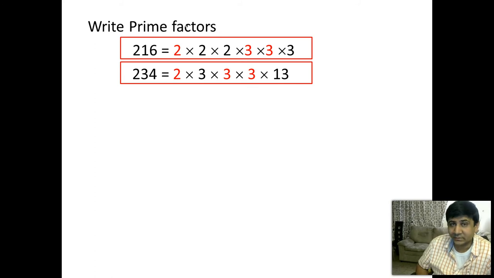Now form pairs. We want to find the common factors in each one of them. We have 2 there, 2 there. We have 3 there, 3 there, 3 there, 3 there. We do not have 13 in the other one.